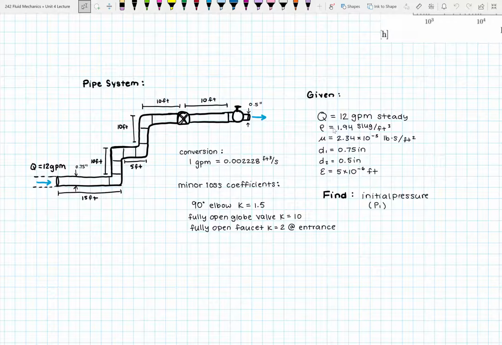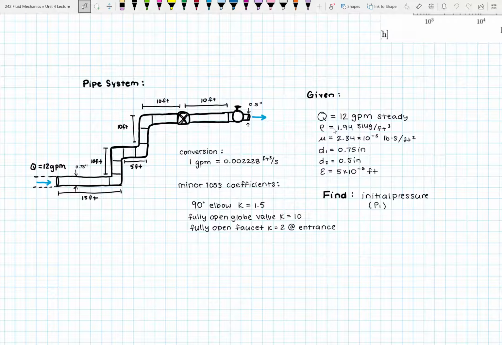Alright, so today I'm going to be running through this internal flow problem here. It's going to deal with Bernoulli's equation for pipe flow. As you can see, we have this setup right here and a bunch of givens, and let's get started.